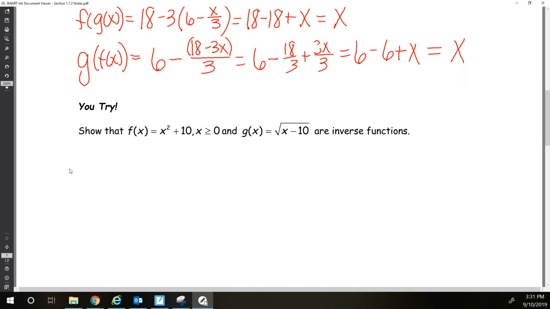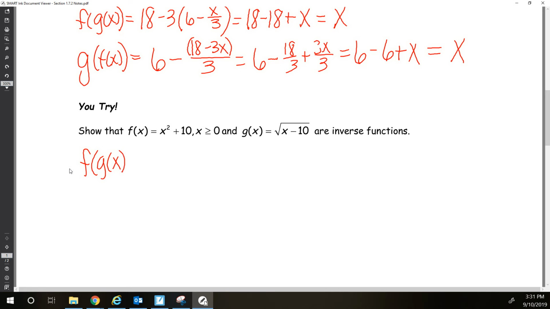All right, go ahead and pause your video right here. See if f of x and g of x are inverses and prove it with composition of functions. All right, hopefully you've paused your video and done it. Is this what you did?